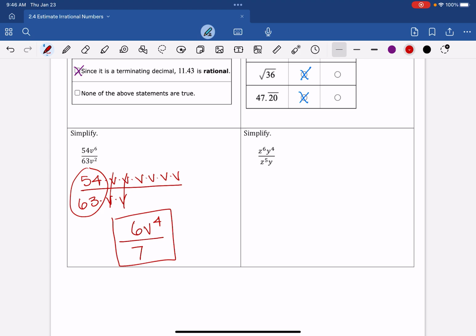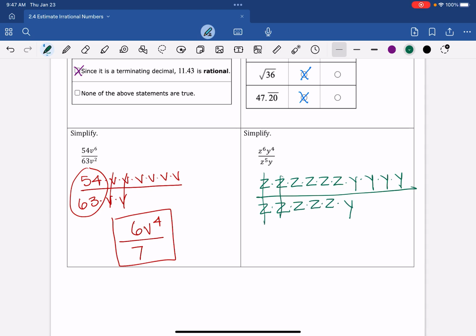The next one I'm going to write out as well. Okay, it's all written out, so now I'm going to divide out the numbers that are in common, and I'm left with 1z and 3 y's. Okay, go ahead and turn to the next page in your notes.